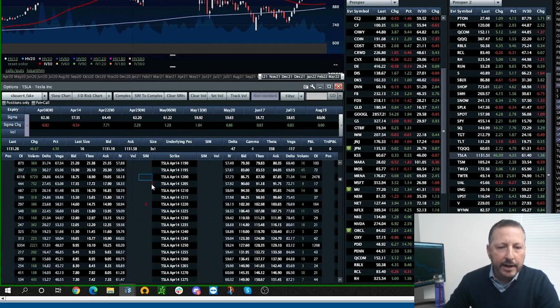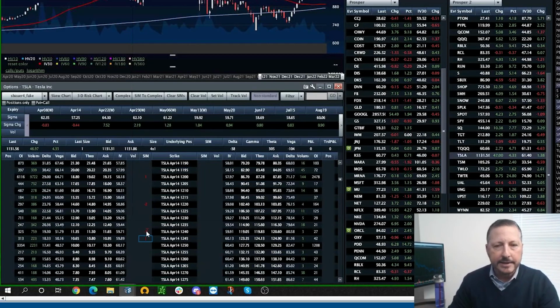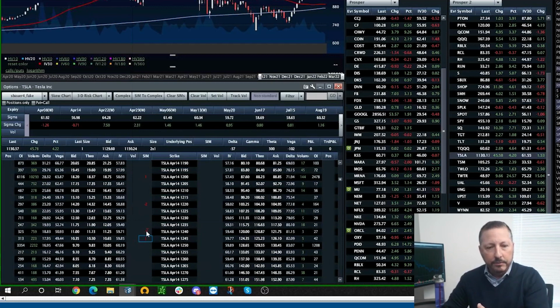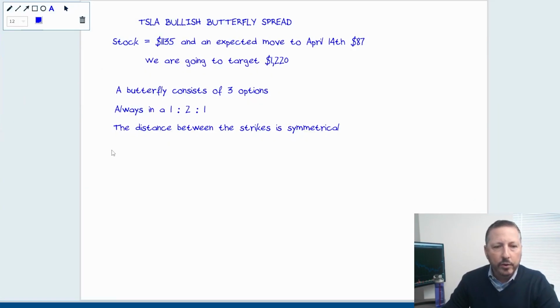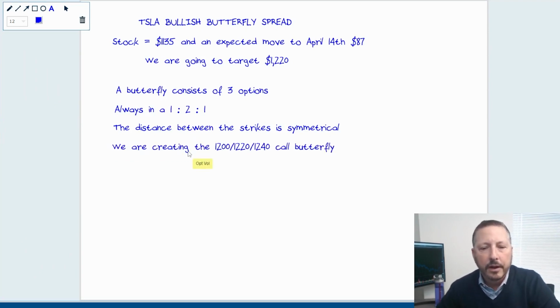So let's create a $20 wide butterfly, and we could create anything we want: $5, $10, $20, $50 if we want. The key is that the strikes are symmetrical, meaning the distance between the first strike and the middle strike is the same as the distance between the middle strike and the last strike. So in this example, we are creating the 1200, 1220, 1240 call butterfly. The strikes, as you can see here, are symmetrical.